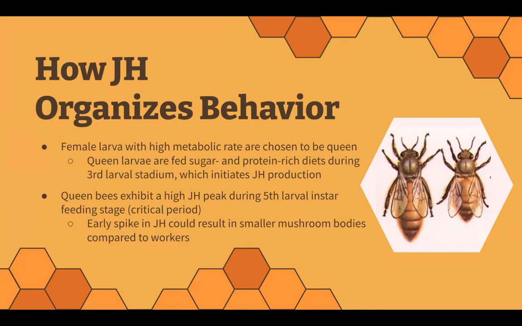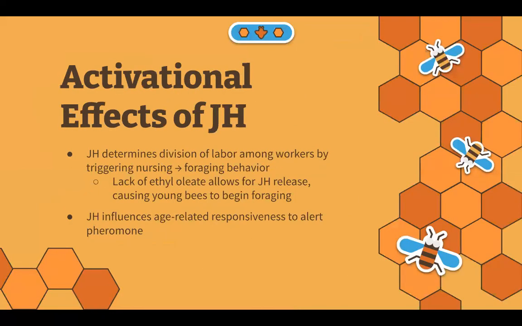And this early spike in JH actually results in a smaller mushroom body in the queen compared to workers. And that's important because mushroom bodies play a role in learning, which is important for worker bees as they leave the hive. We also see activational effects of JH in honeybees because it determines the division of labor among workers by triggering that nursing to foraging behavior.